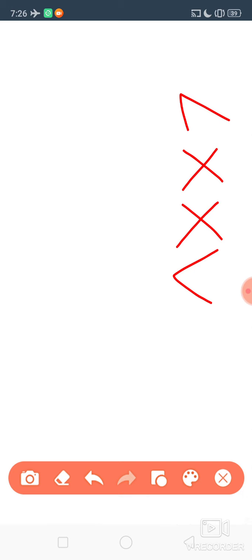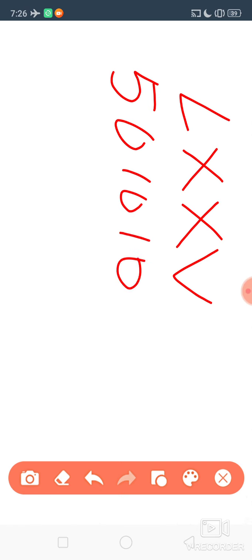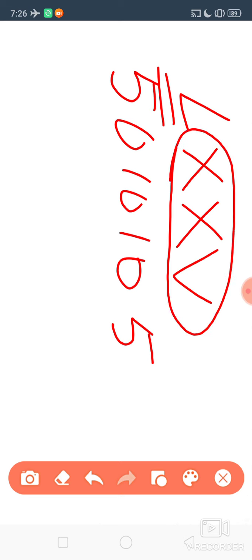What is this? How much is it written? Now look here. L means how much? 50. X means how much? 10. Again X means how much? 10. And again V means how much? 5. So look here: L is larger, and these smaller numbers are written after.